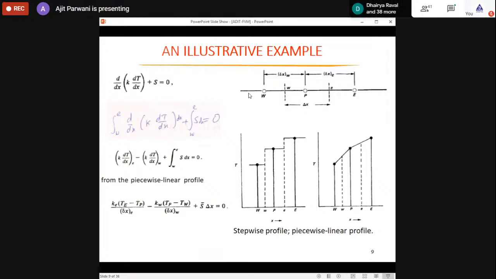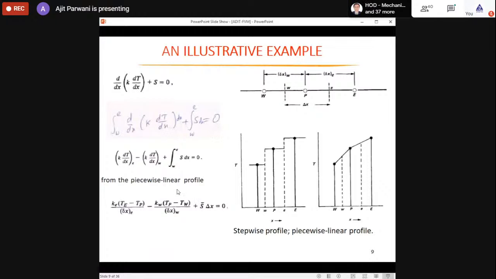But it is not always so. Sometimes the heat generation depends upon the temperature, so heat generation is a function of the temperature. Then in that case, what will you do? That I will discuss later on. But here, for a very simple case, you could assume that the source term is a constant, and heat generation is given as S bar per unit volume.